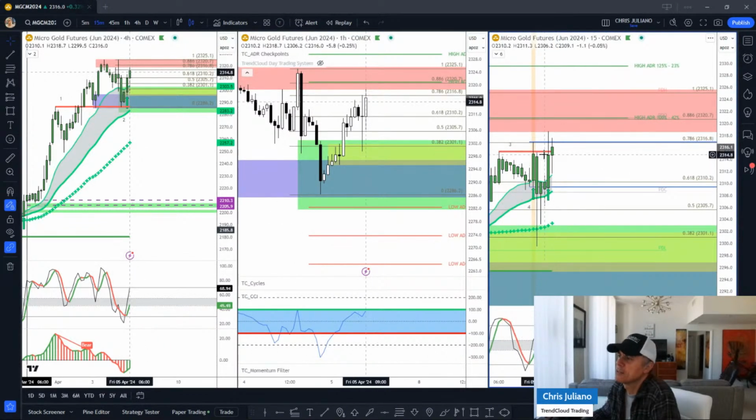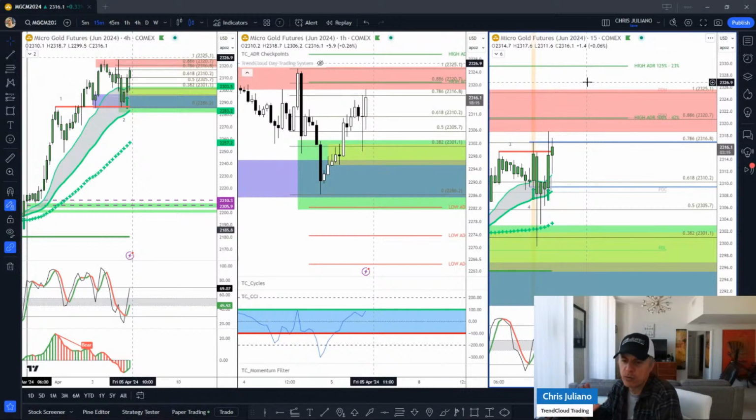All the more reason to watch this thing break through. So if this breaks through, we know we're going to be looking for the long.